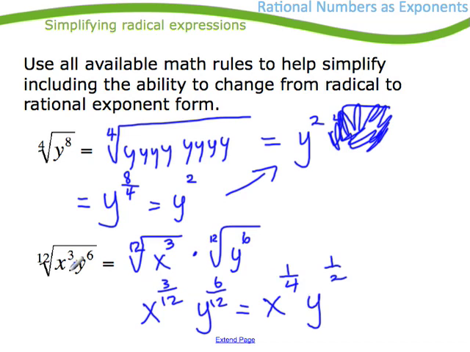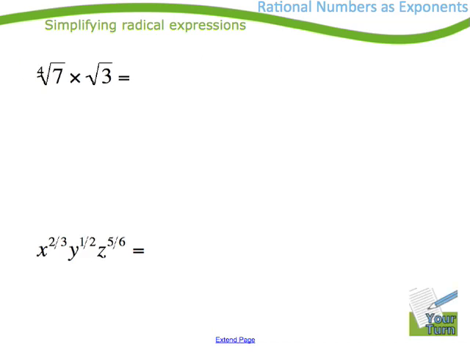Yeah, there's other ways I could do that, but this is probably the most straightforward way. Let's try one last one, and this one might hurt us a little bit, or hurt me a little bit. We'll see how it goes. Okay, so I have the 4th root of 7 times the square root of 3. Since they're different indices, I can't just put those things together and call it the 4th root of 21 because this isn't the same kind of root.